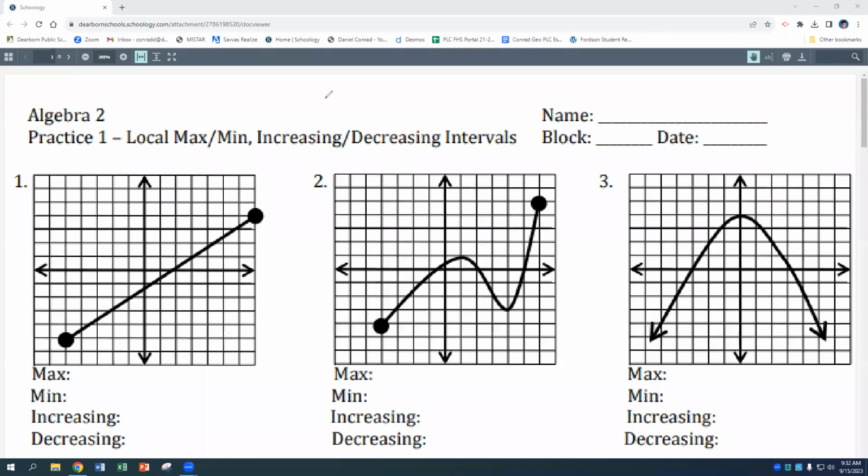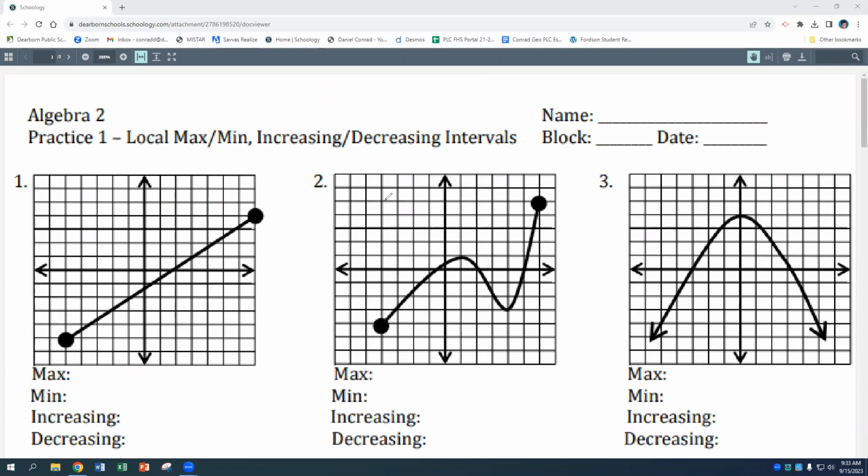All right, this handout was about increasing and decreasing intervals. So the first thing we care about on increasing and decreasing intervals is we need to know about the max, the relative max, the relative mins, and then if there's any absolute mins or maxes as well.